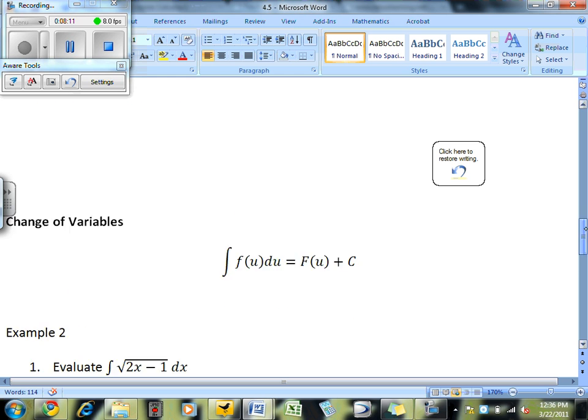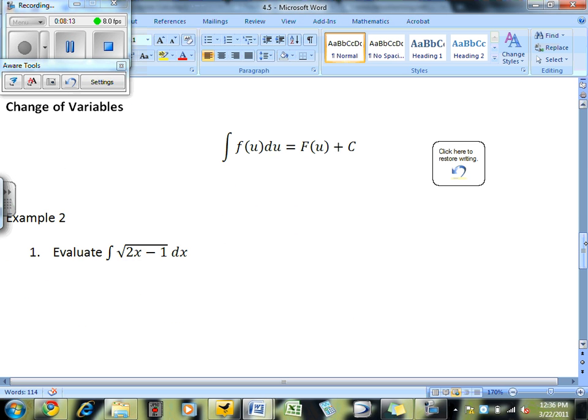Let's keep going. Change of variables. This change of variables is just talking about the u substitution that I've already shown you. So let's go ahead and evaluate this integral already. So evaluate the square root of 2x minus 1. Well, here we have an inside function, so we're going to say the integral of u to the 1/2 power. Let's make 2x minus 1 equal u.